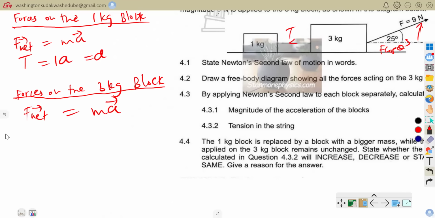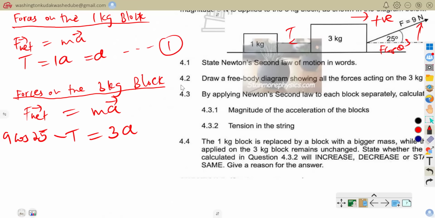So F cos theta there becomes 9 cos 25. That is in that direction. So let's take going to the right to be positive, so that this one becomes negative. Minus T is equal to mass, which is 3, times the acceleration. Now we know from equation 1 our tension. This tension here, these two, they are the same.